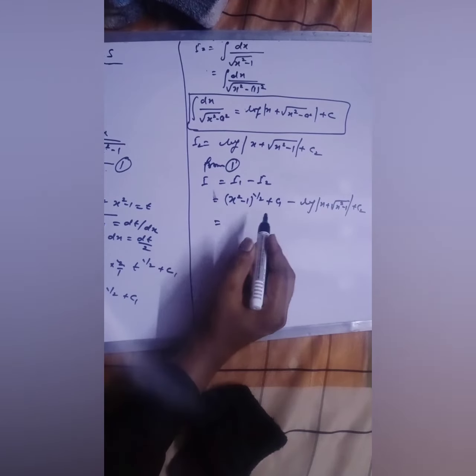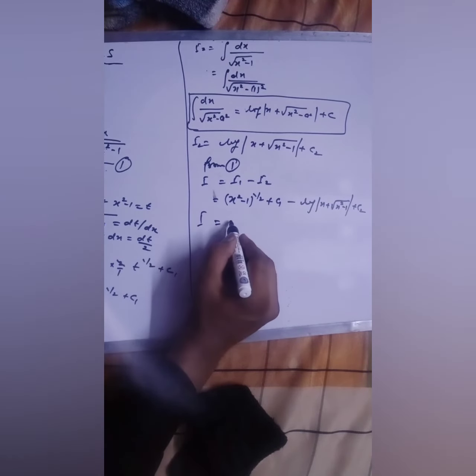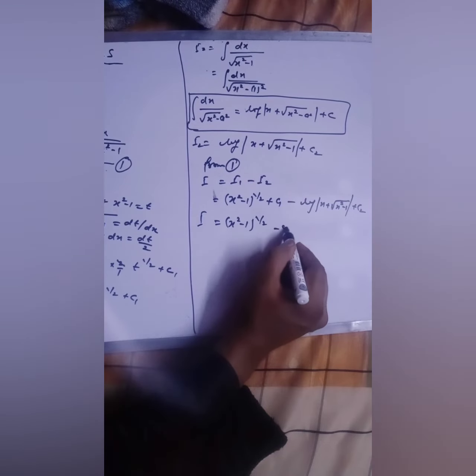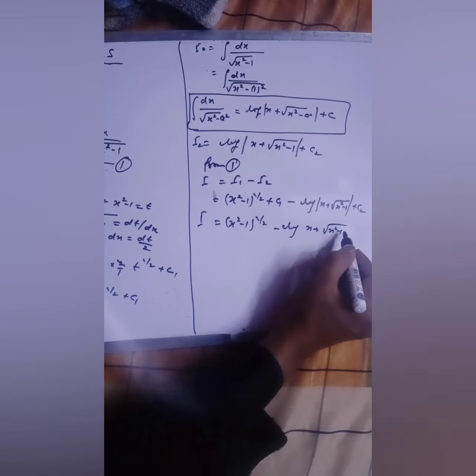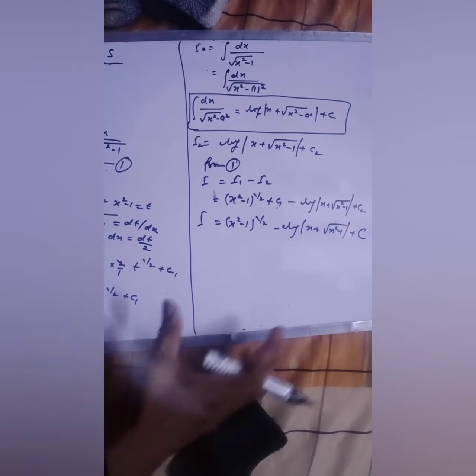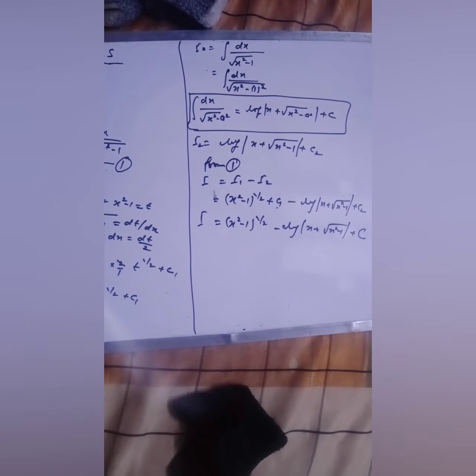So the final answer is I is equal to x square minus 1 whole raised to power half minus log of x plus under root x square minus 1 within modulus, and in place of C1 and C2 I'm writing C only. So this is the required integral of your question number 7. Okay, and this is how you can solve your question number 7. Got it?